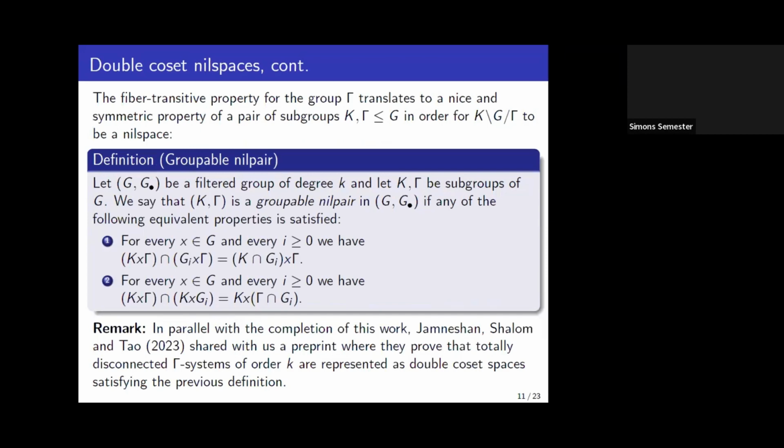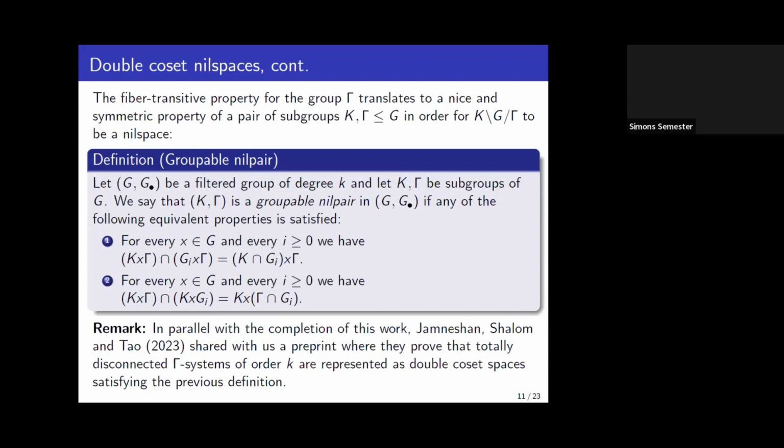Okay, and the nice thing about double-coset spaces is the following. If you just take the fiber transitive property and you say, okay, how does this look in a double-coset space? It turns out that there's a symmetric property that pops up, which is symmetric in the sense that you can take any of these two, they are equivalent. And this is just the same as the previous definition that I had before, just adapted to the setting of double-coset spaces.